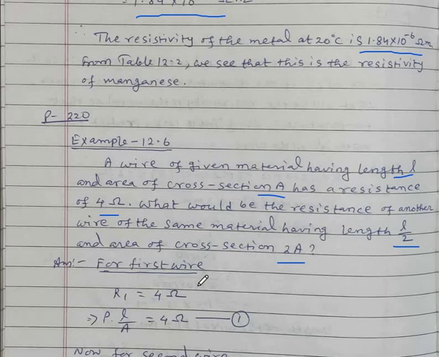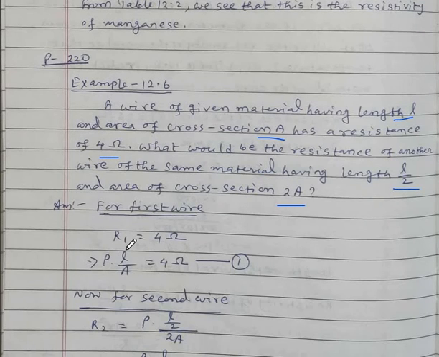Let us take the first wire. Resistance is marked by R1, which is given as 4 ohm. Resistance formula: rho into L by A. Rho is the resistivity, L is the length of the conductor, A is the area of the cross section. So R1 is 4 ohm. From that we can write rho into L by A equals 4 ohm, equation number 1.